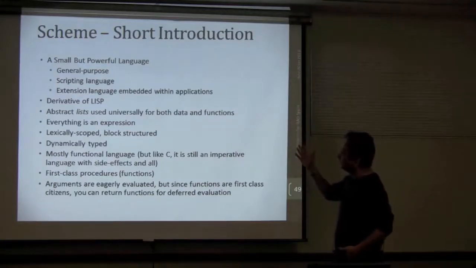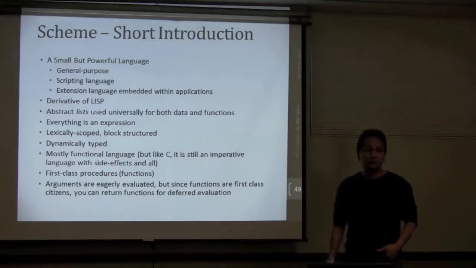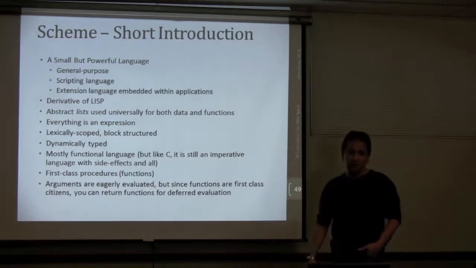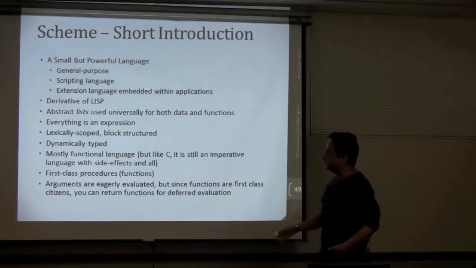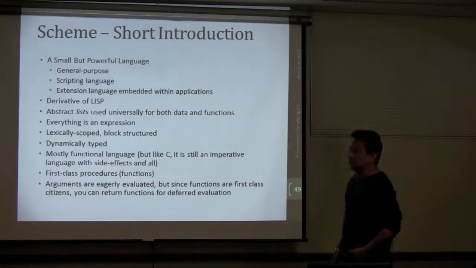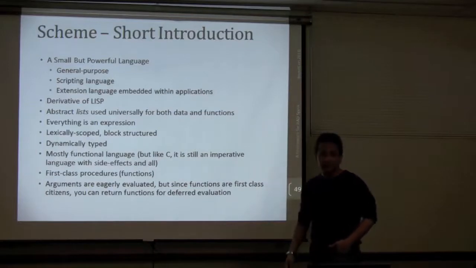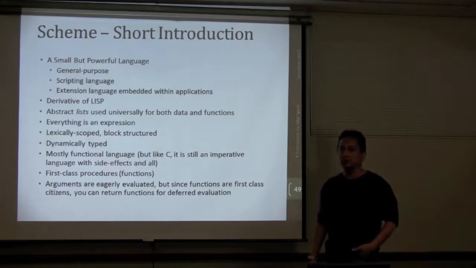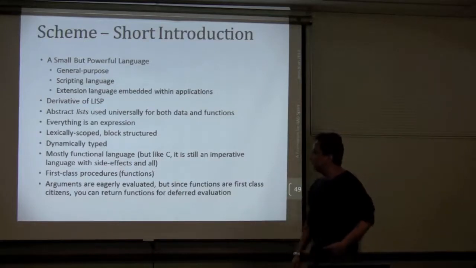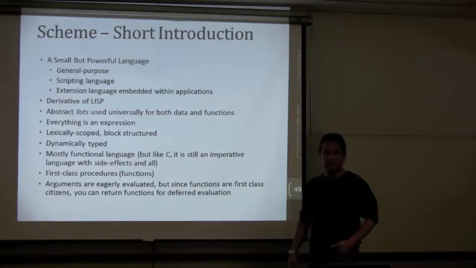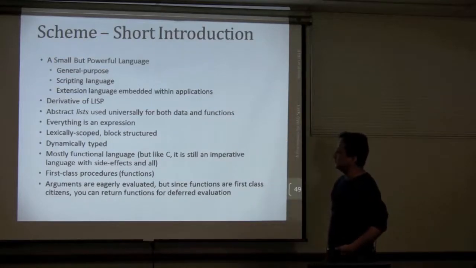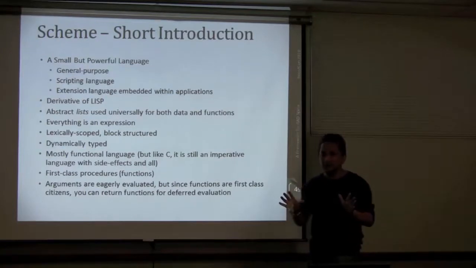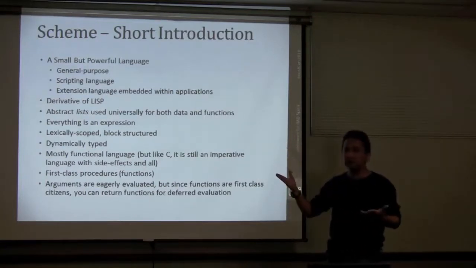So what is Scheme? It's a small but powerful language. It's general purpose. You can use it as a scripting language and as an extension language. It's derived from Lisp, one of the oldest languages apart from Fortran. I think it's second after Fortran, right? So it works with abstract lists. Data and functions are just lists. So everything is a list. So that's why it's Lisp.